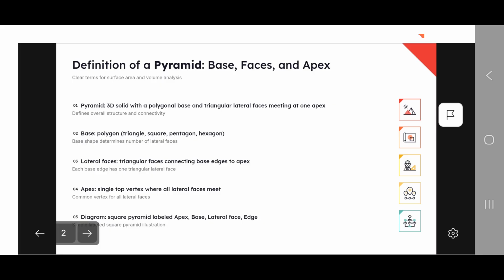Triangle, square, pentagon, hexagon, circle, heptagon, octagon, dodecagon, icosagon, all that works. So, lateral faces: triangular faces connecting base edges to the apex. Basically each base edge has one triangular lateral face. The apex is a single top vertex where all lateral faces meet. It's a common vertex for all lateral faces.